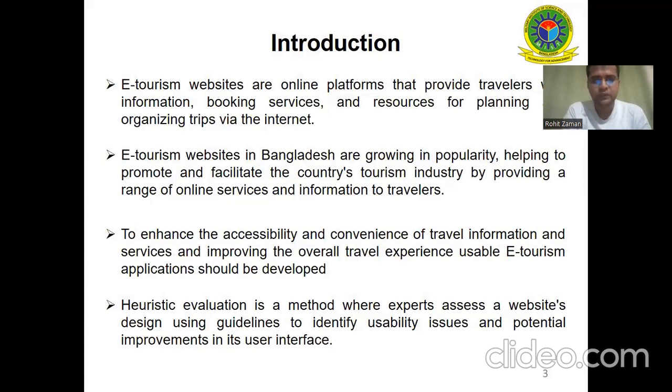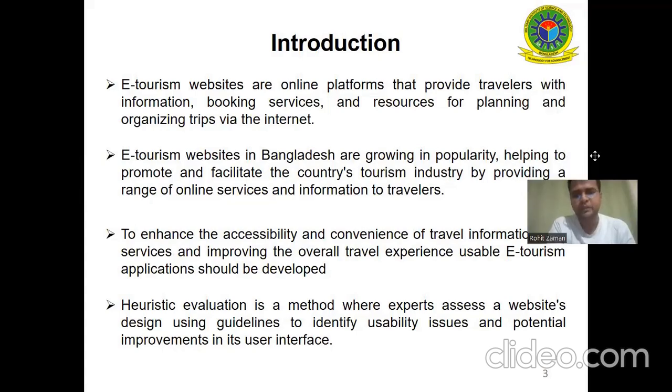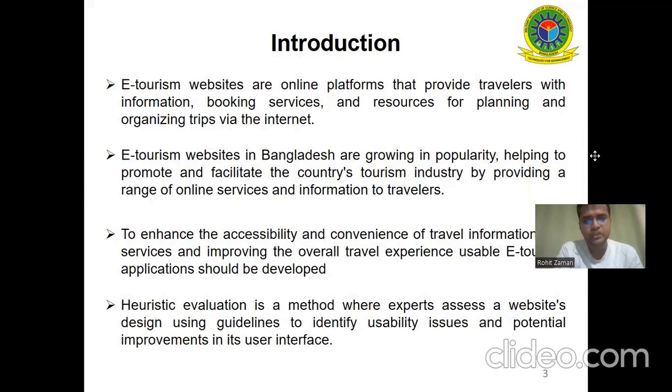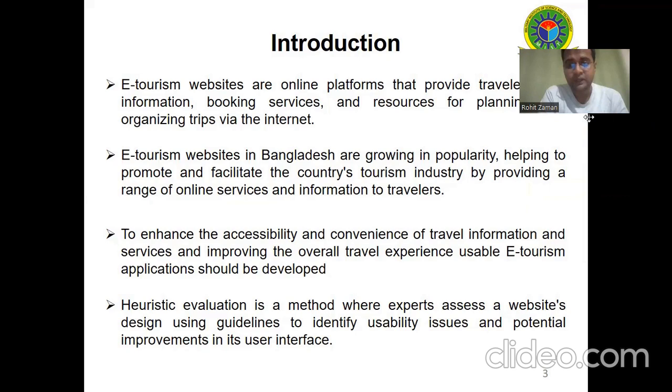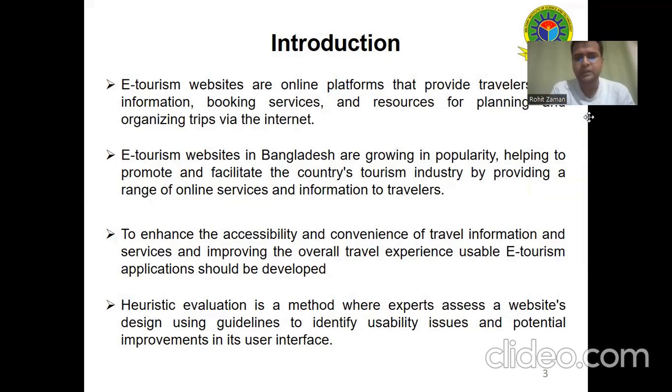E-tourism websites are online platforms that provide travelers with information, booking service, and resources for planning and organizing trips via the internet. E-tourism websites in Bangladesh are growing in popularity, helping to promote and facilitate the country's tourism industry by providing a range of online resources and information to travelers to enhance the accessibility and convenience of travel information and service and improving the overall travel experience.